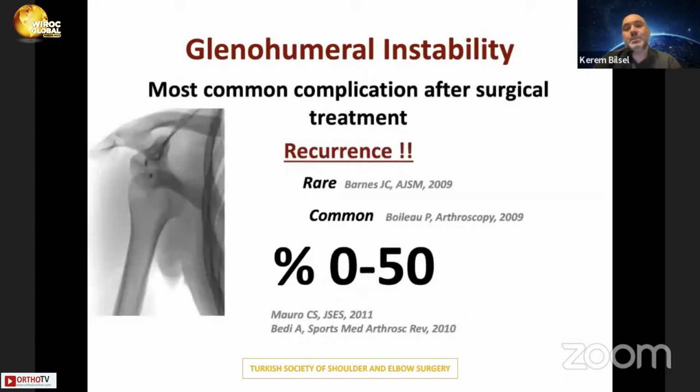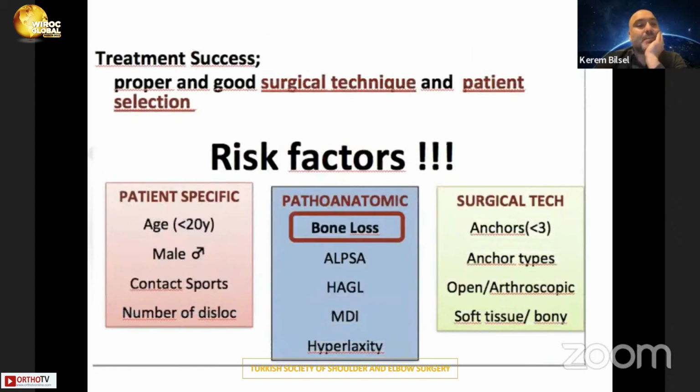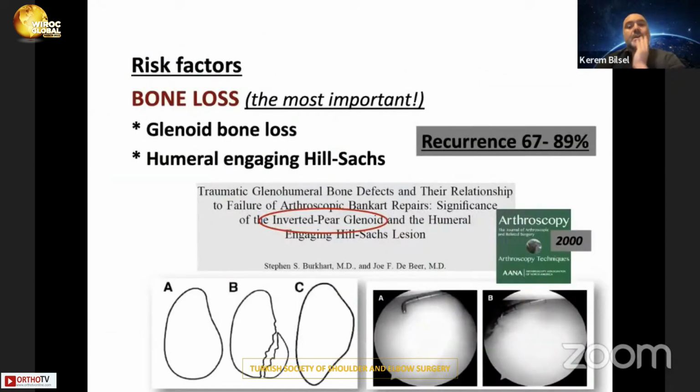As we know, the most common complication after surgical treatment is recurrence. It's between 0 and 50% in the literature. And the main risk factor seems to be the bone loss. Burkhart and De Beer described the bone loss as an inverted pear-shaped glenoid.